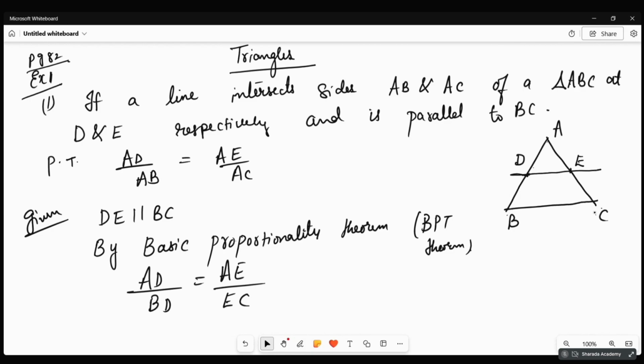So see what we have to do. Now we have to take the reciprocal. You take the reciprocal, then I will tell why we have to take it. So take the reciprocal of equation 1. What you will get? BD by AD is equal to EC by AE.